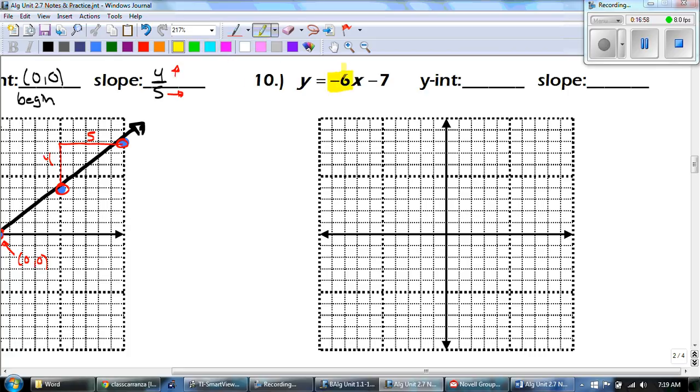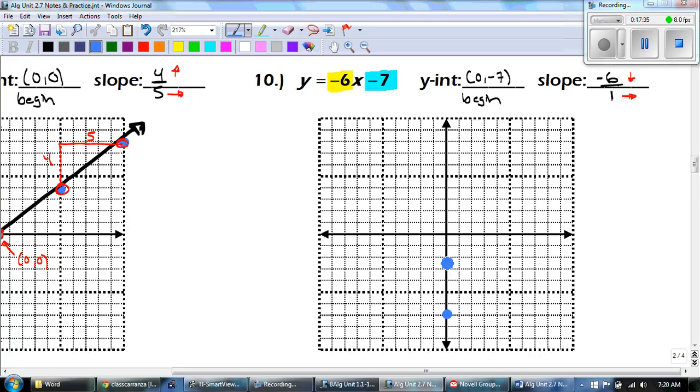Okay, my slope, my y-intercept. My y-intercept where we begin is 0, -7. And my slope is -6, and that's -6 over 1, which means I go down 6 to the right 1. So -7 is where we begin. I'm going down 6, 1, 2, 3. Oh my lordy, what do I do? I can't go down 6.